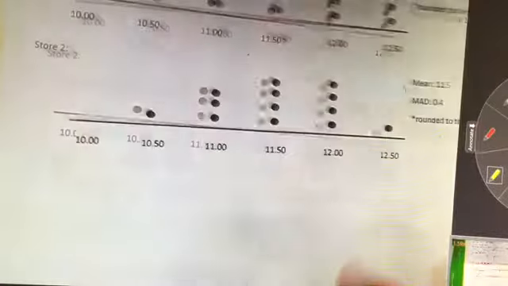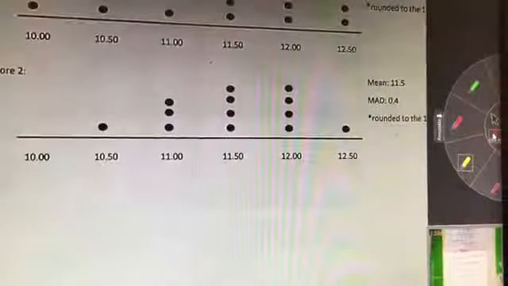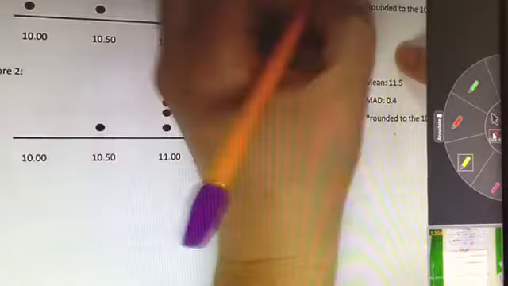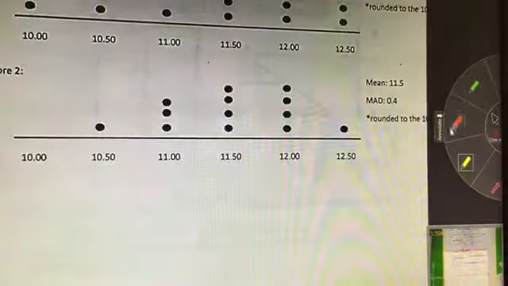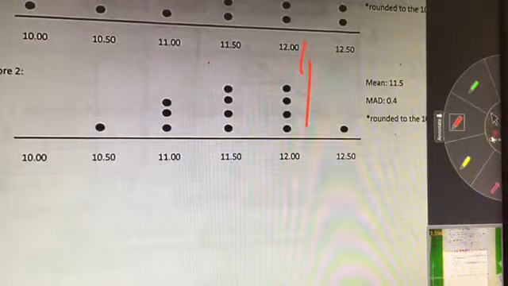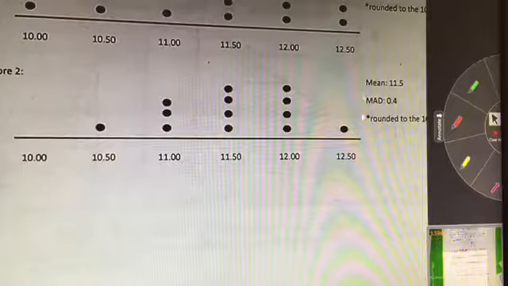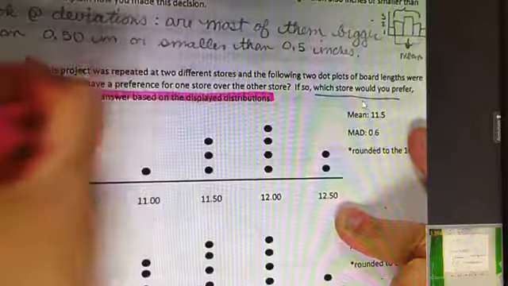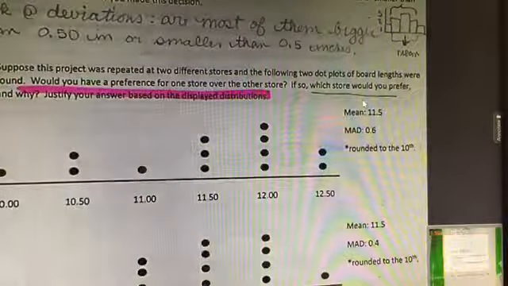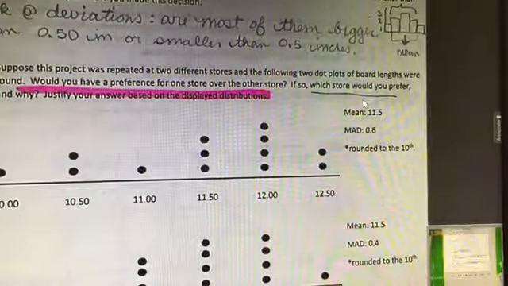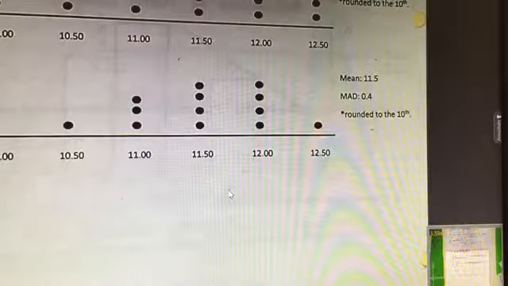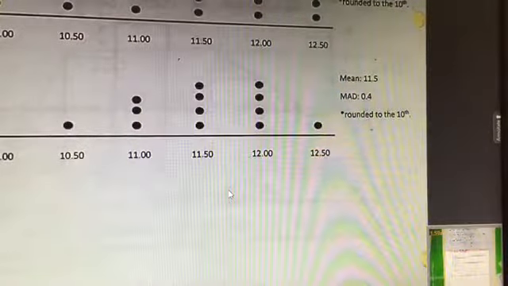Okay, so let's write down our response. Okay, so I would prefer store 2. Remember, if so, which store? You've got to tell me which store you prefer, and then you need to justify your answer based on the data distribution. So are you going to tell me the MAD? No, do not tell me the MAD. You can use the MAD to help you make your decision, but don't use the MAD in your justification.